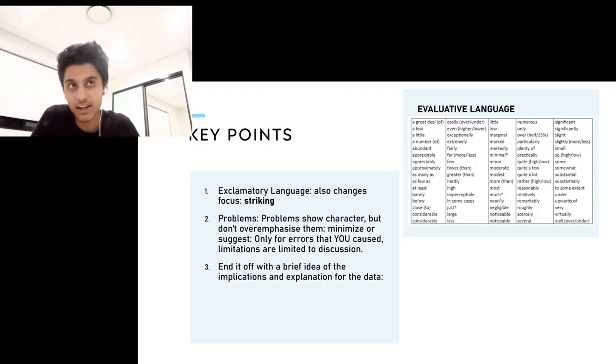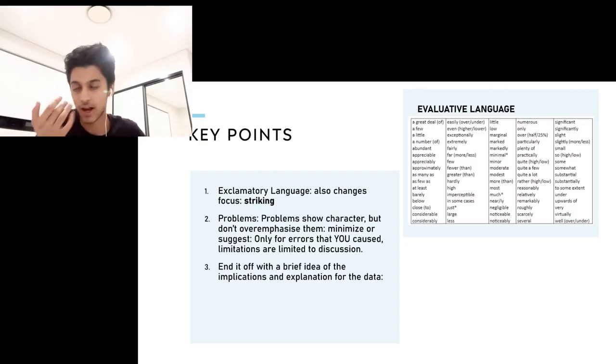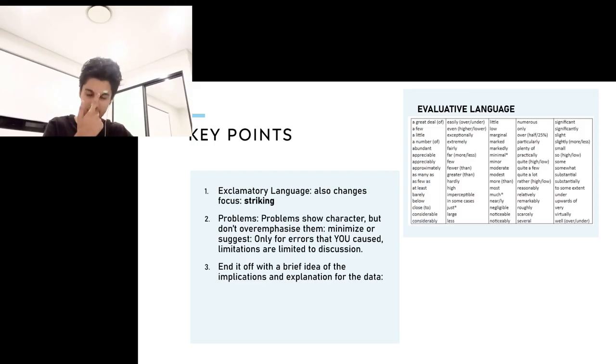Now, in the last slide, we talked about evaluative language and how you can use that to make the reader believe what you want them to. Here are a few evaluative language words: a great deal of, a few, a little, a number of, abundant, appreciable, hardly, high, in some cases, large, less. Those words. Okay.